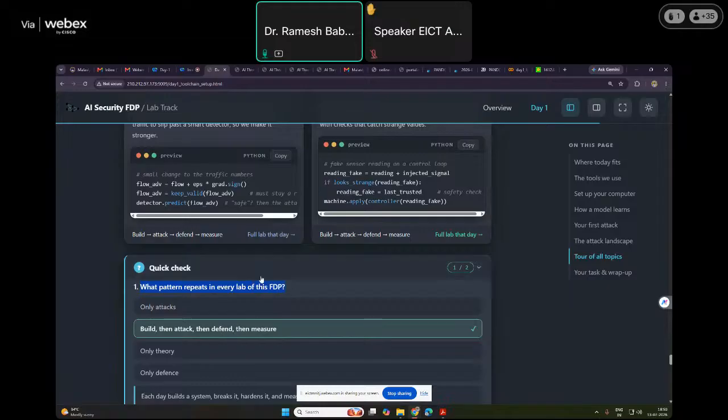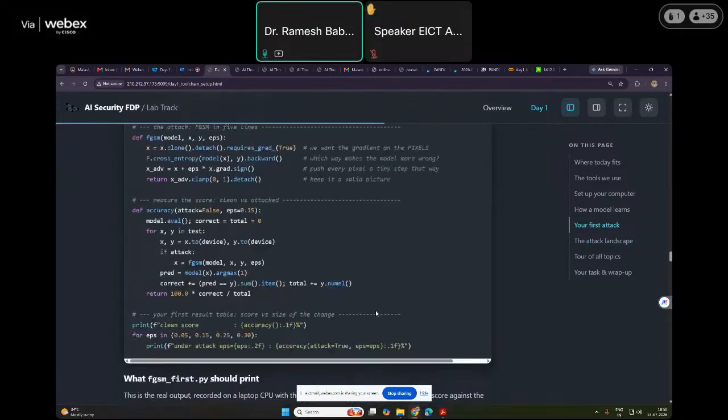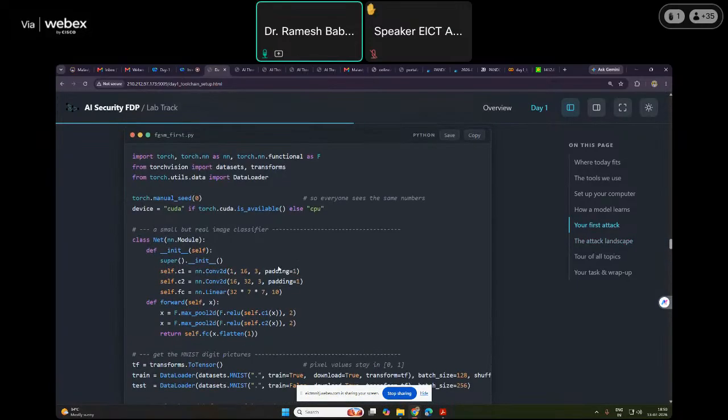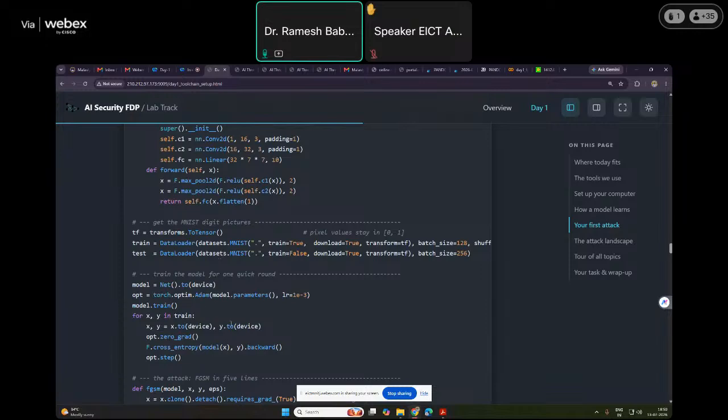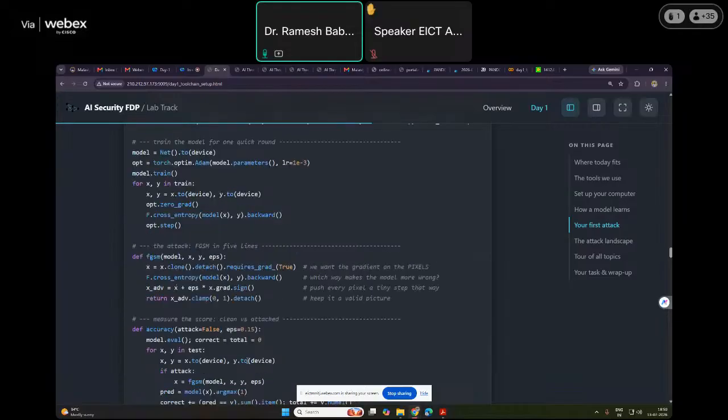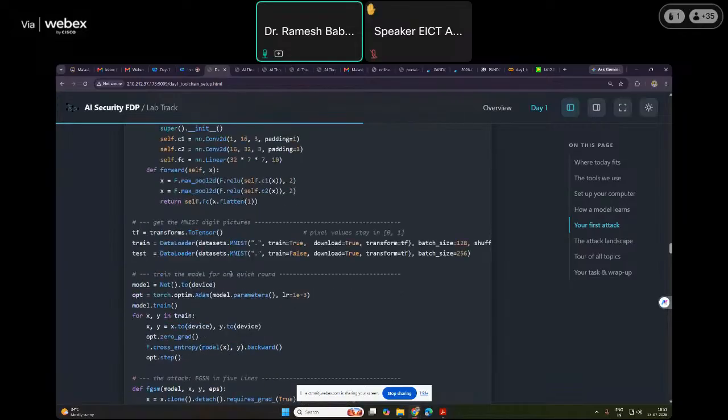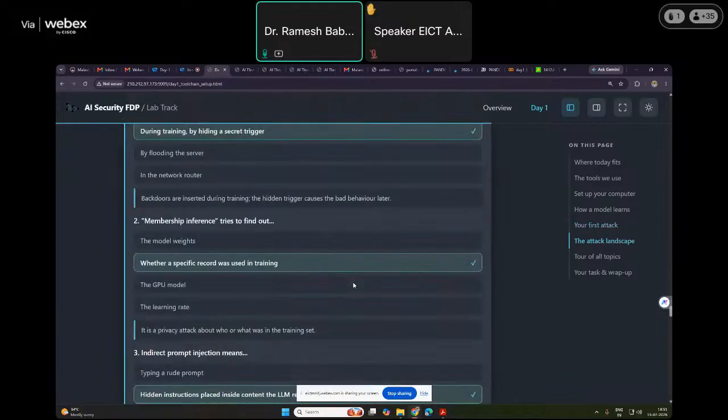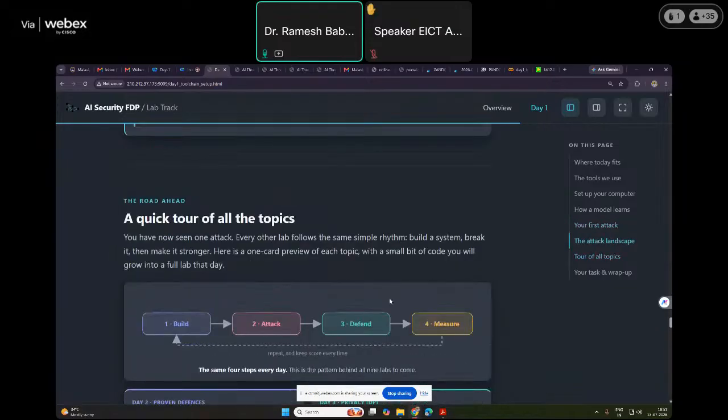So what we will do, we will build the system, then we will attack that system, and then we will defend that system. Today also, if you see the code snippet I have given you, in a nutshell it does the same. It has the system, which is a basic CNN. We are going to train that system and attack that system. Tomorrow we will also see how to defend these types of systems. So this is going to be the rough flow of the entire FDP: build the system, attack the system, defend the system, and measure the system.